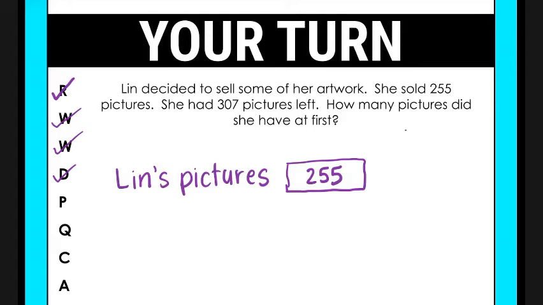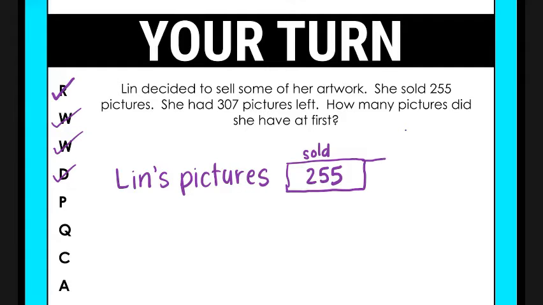And sometimes what I like to do is on top, I'll write kind of what it was. So she sold those 255. So I'm going to write sold right on top of that little box. Now let's read our next sentence. It says, she had 307 pictures left. So is that part of the 255 that she sold? It's not, so I need to add on.